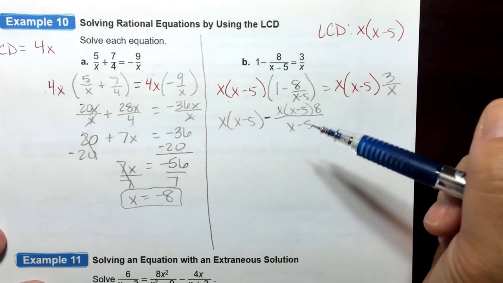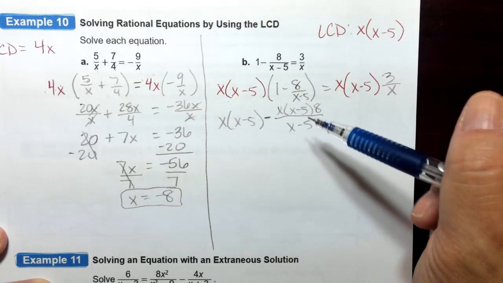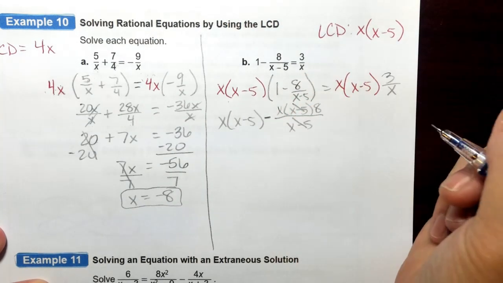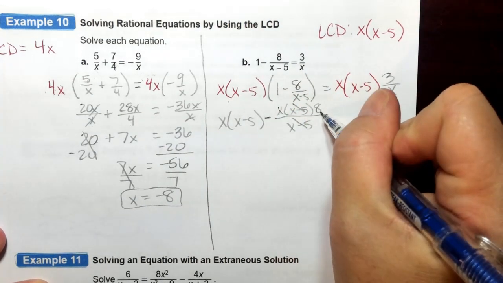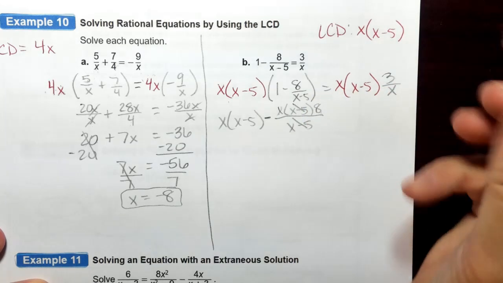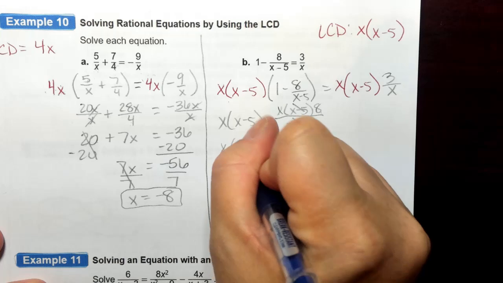So remember, in the previous lessons, we learned that these are common factors, so I can actually cancel out those, and it would leave us with x and 8. So x times 8 would give us 8x. So now on this side, I would have this.